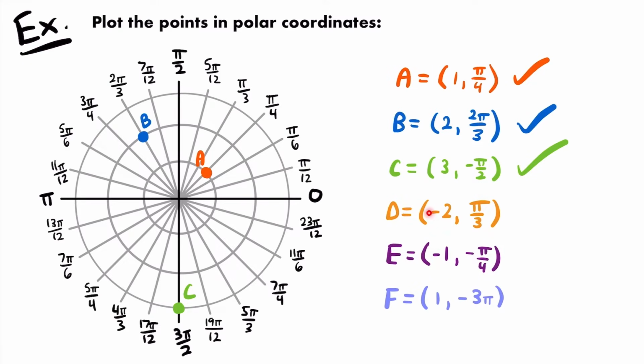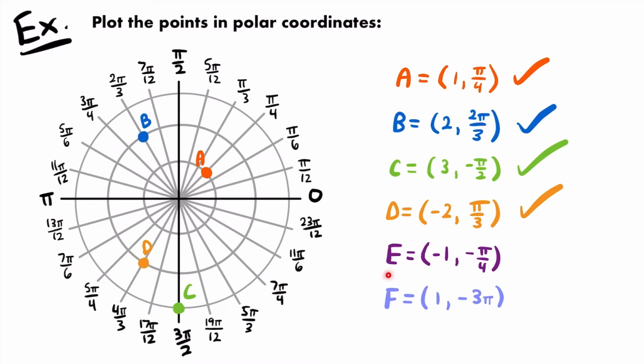All right, so since the radius is negative, our point is not going to be right here, right? This is 2 away from the origin, and we are along that angle of pi divided by 3, but since that radius is negative, we need to reflect this point to the other side of the circle. So instead of being at this point right here, we are going to be down here. This is going to be our point D, which is negative 2, pi divided by 3. All right, so that's point D.